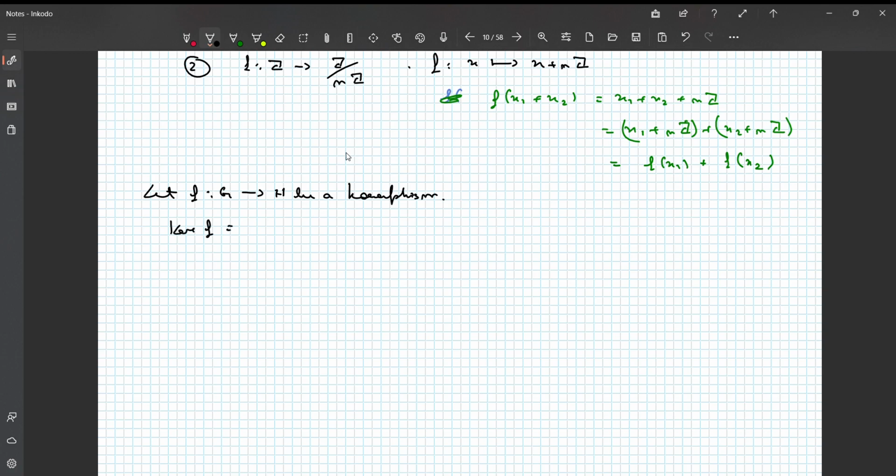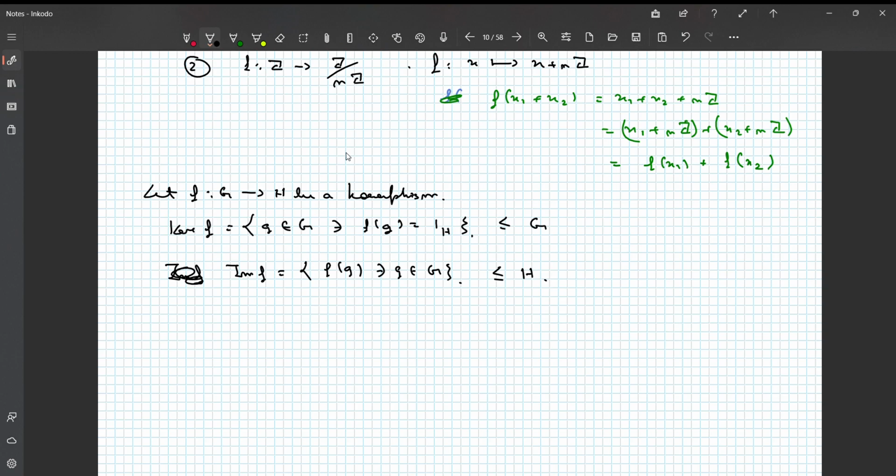Then the kernel of f is the set of all those elements in G such that the image is nothing but the identity element of H, obviously. So let me write it as 1_H. So it's the identity element of H. Clear? And the other is the image of f. This is the set of elements f(g) such that g is in G. Clear? Now, the kernel of f is obviously a subgroup of G, and the image of f is a subgroup of H.